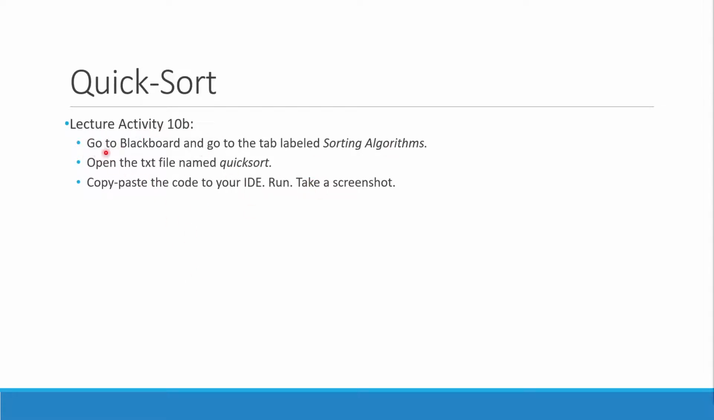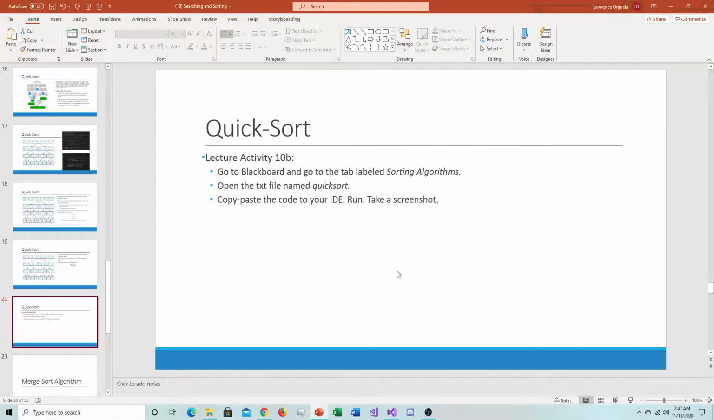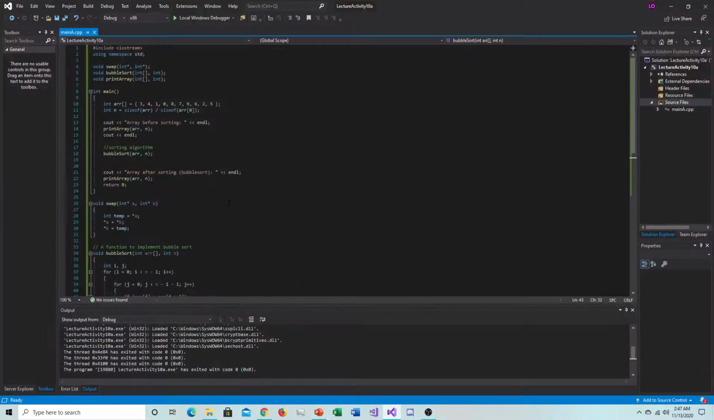Please follow these steps. Go to Blackboard, go to the tab labeled sorting algorithms, which we already have. Open the text file named quicksort, copy paste the code to your IDE, run it, and take a screenshot. Okay. Now, this is 10b, right? We did 10a a while ago. Here's what I'd like you to do.